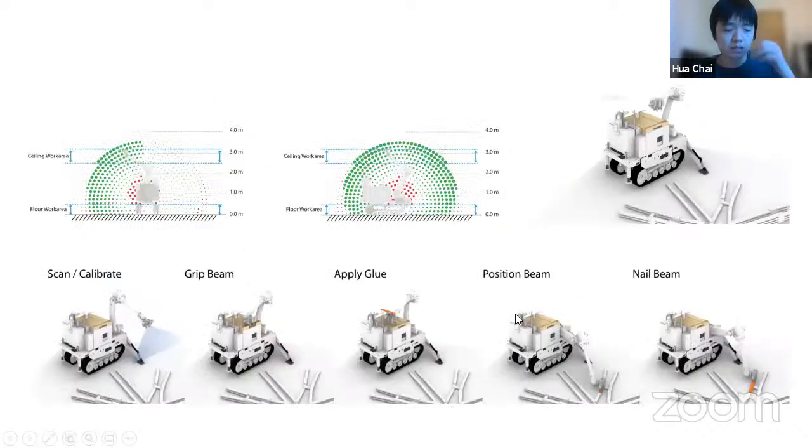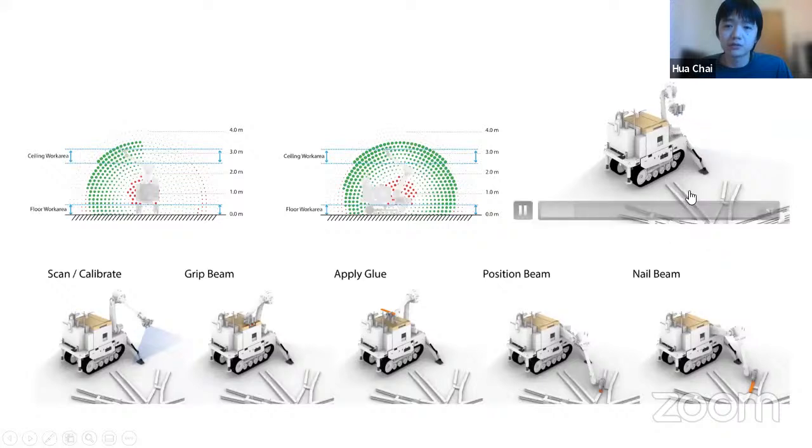And also, a RealSense camera is mounted on the robot to localize the robot on site. The reach envelope of this robot is developed to cover both the typical height of a ceiling and the floor work area. A gripper with an automated nail gun is mounted on top of the robot to grip the components from the storage, then apply glue on the base beam, and finally nail the beam.